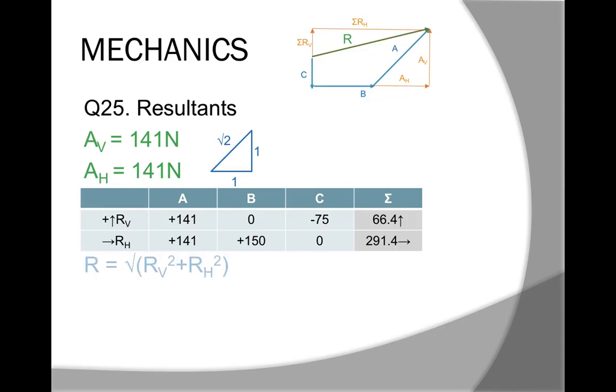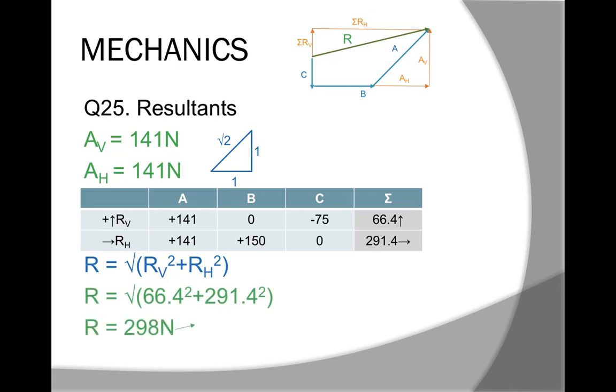When I do that, I'm going to be able to find, using Pythagoras' theorem, the square of the vertical components and the square of the horizontal components. If I take the square root of that sum, I can get my resultant.